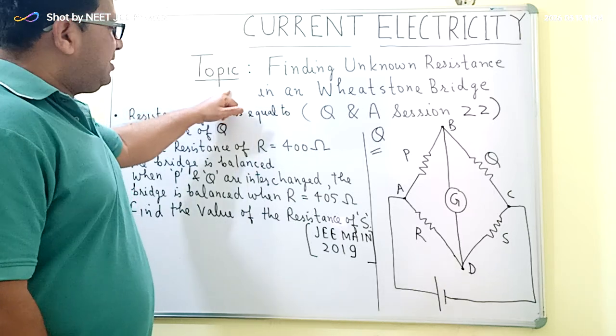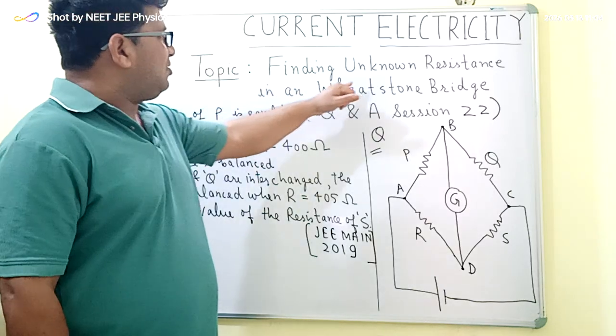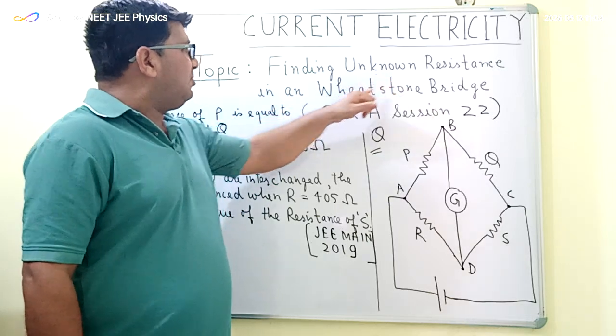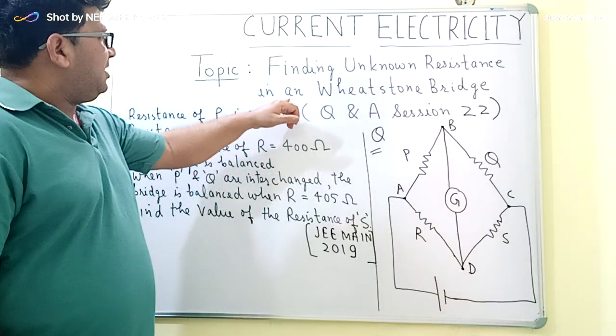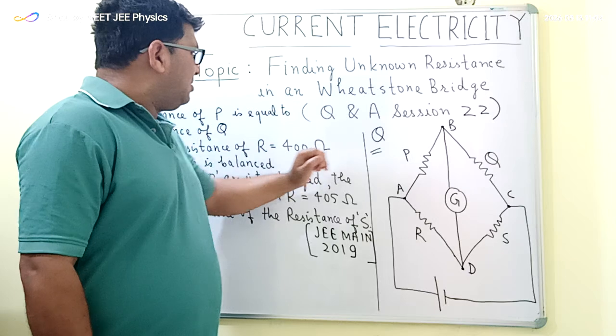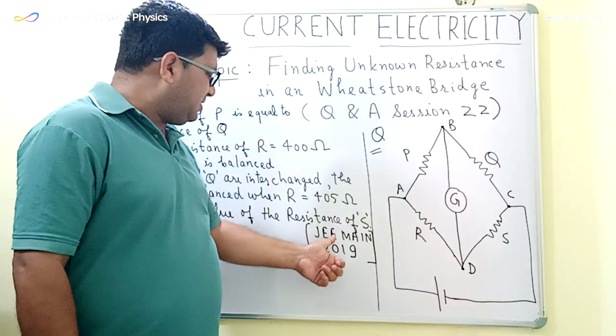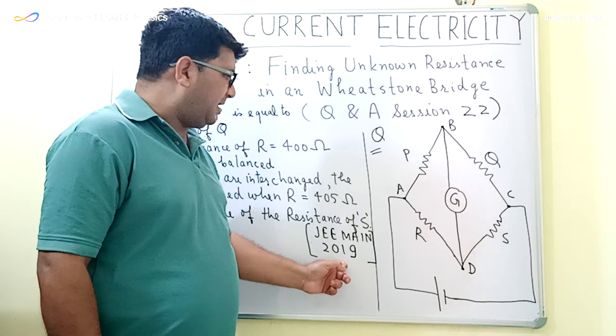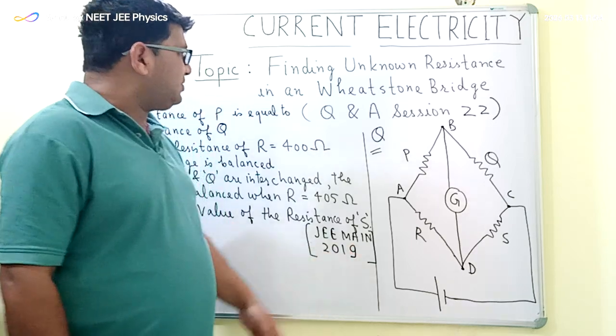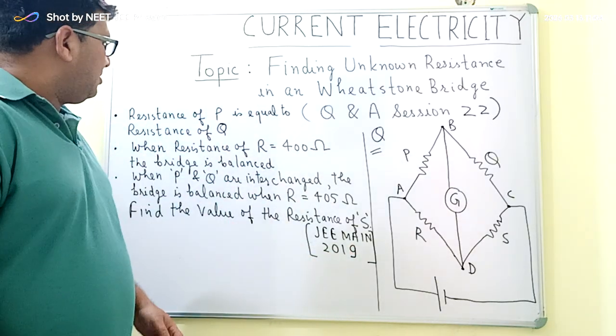The topic for today's session is the calculation of the unknown resistance in a Wheatstone bridge. So I have taken one question which was asked in the IIT JEE Main exam in the year 2019, and this question is based on this topic.